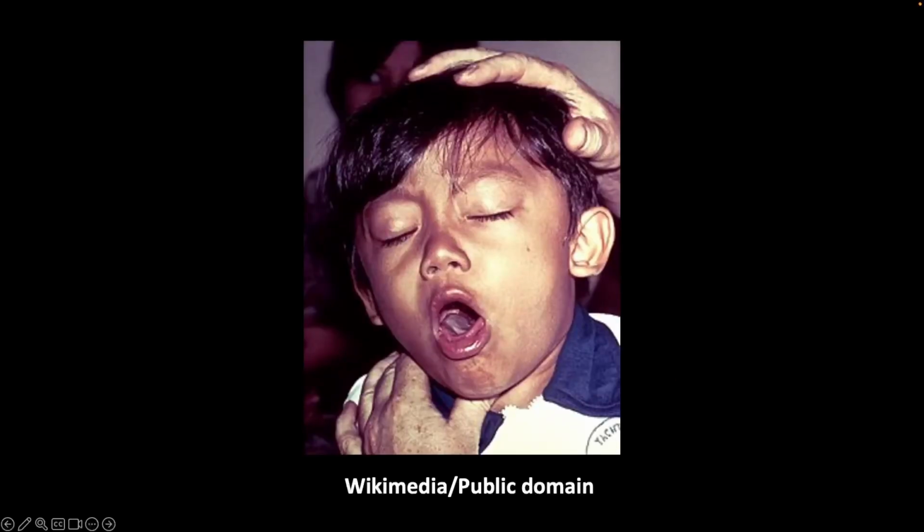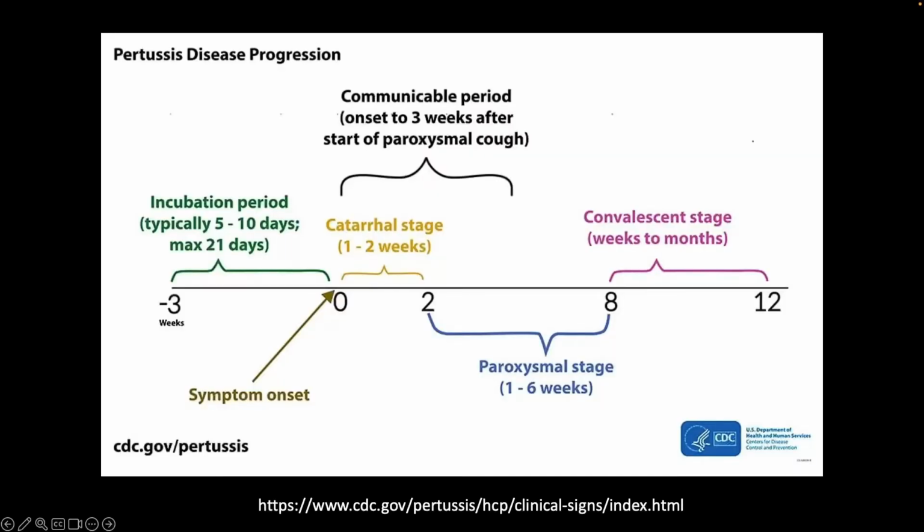Here's an example of that cough. Here's a figure showing the disease progression of pertussis. So you can see the symptom onset isn't necessarily when you were exposed to the disease, and you can spread the disease in that 3-week window in the catarrhal stage and the paroxysmal stage.